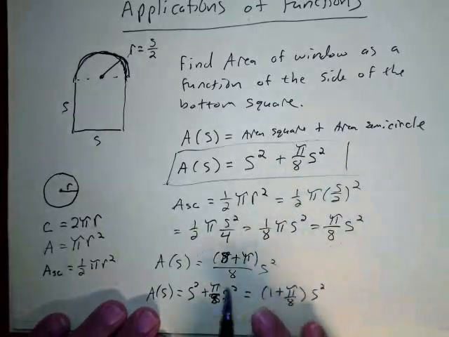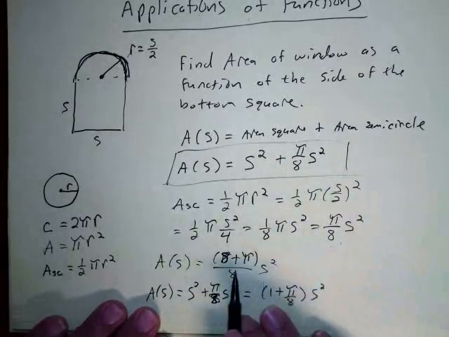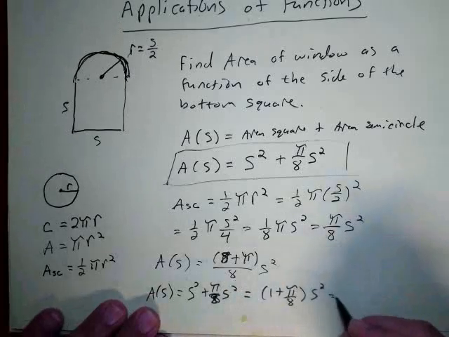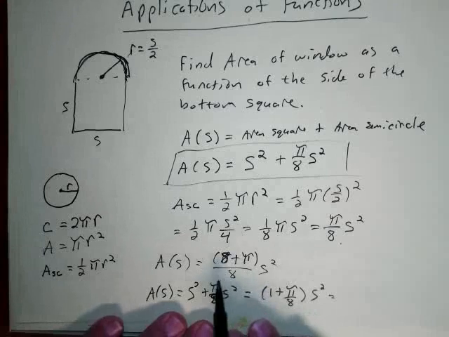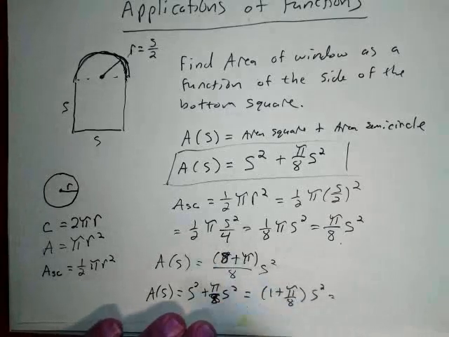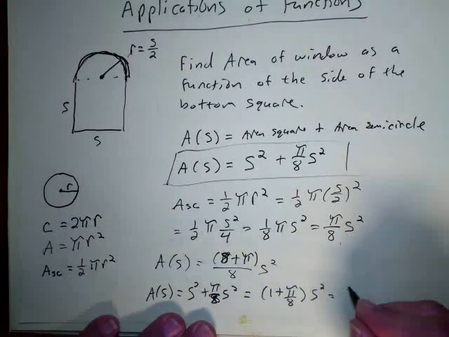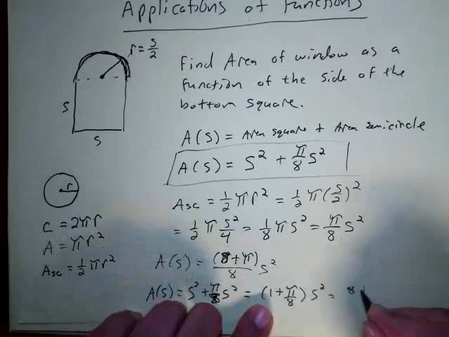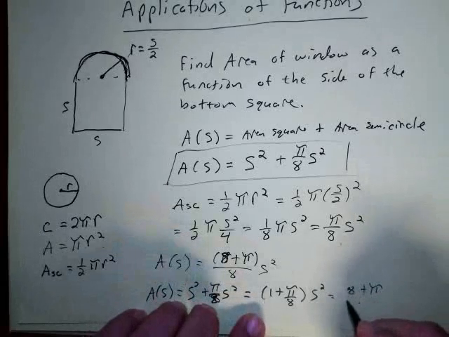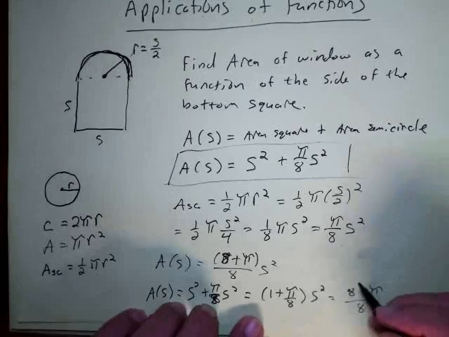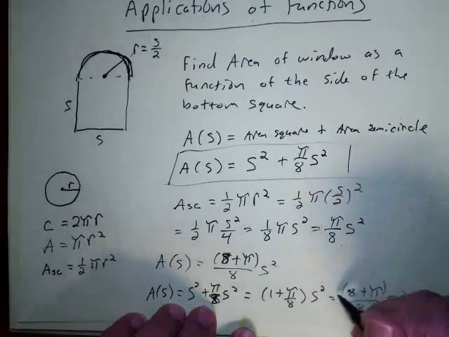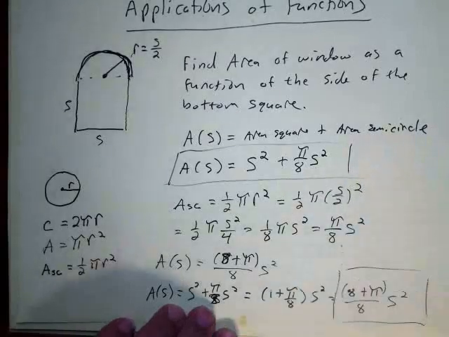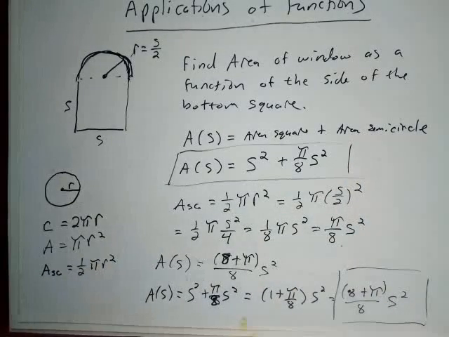So that's still not quite the same as that. So I think what I'm going to need to do is put this over a common denominator. And if I do that, this is 8 over 8. So I get 8 plus pi over 8, right? And all that times s squared. And it is the same, okay?